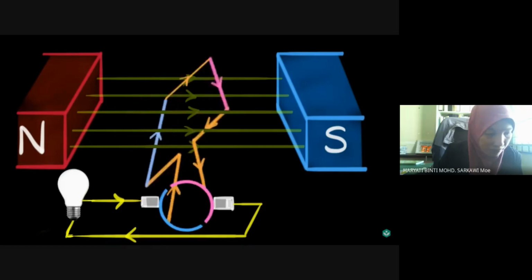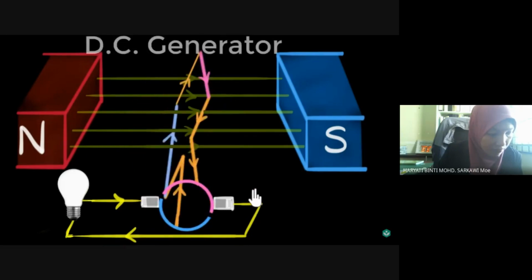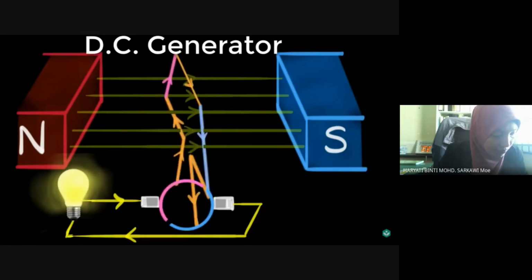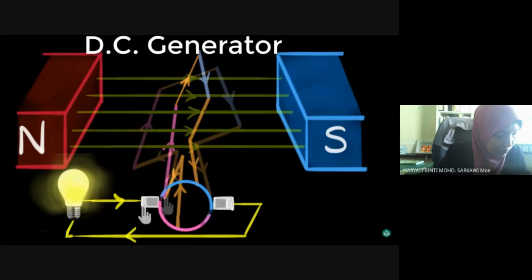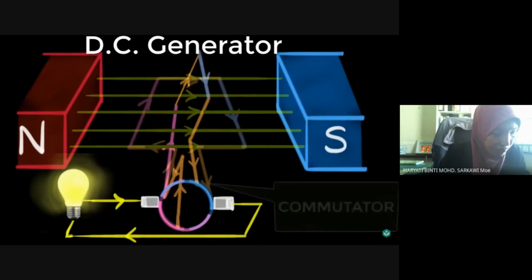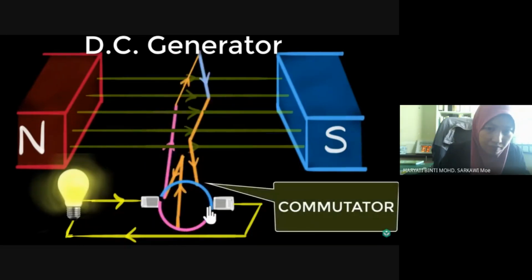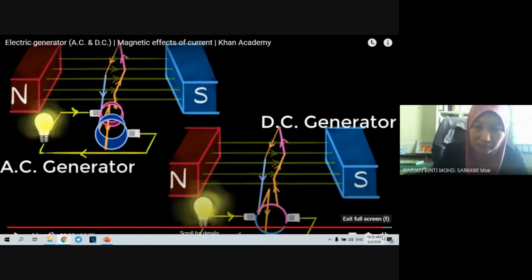This way, we have now built our DC generator, where the current only flows in one direction through any external circuit. And this arrangement, which helps us automatically change contacts, we call commutators. So split rings act like commutators.